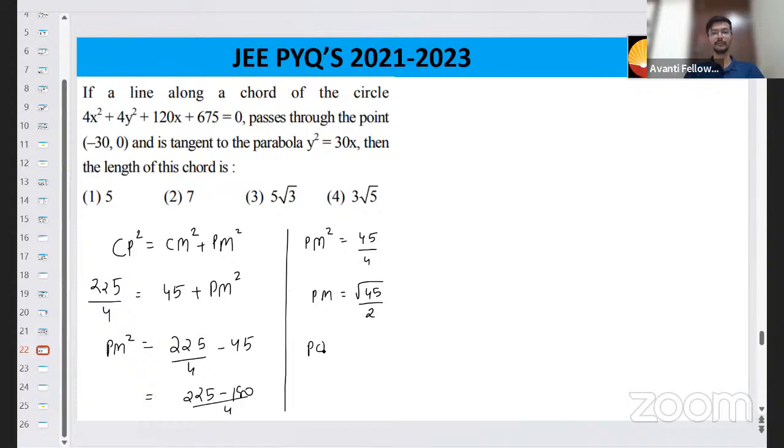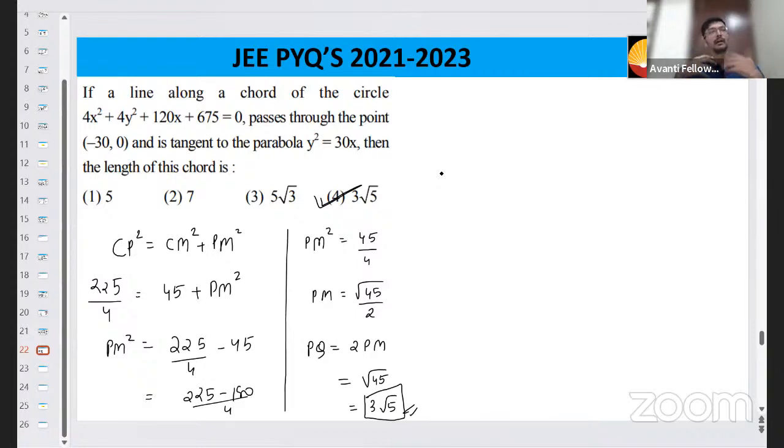So what is PQ, guys? PQ will be equal to 2 times PM, which is equal to root 45. And root 45, I can write as 9 times 5, so 3 root 5. Simple. So our answer is 3 root 5, which is option number 4. Correct, guys? Option number 4. So let's see what we have next. It was again a nice question.